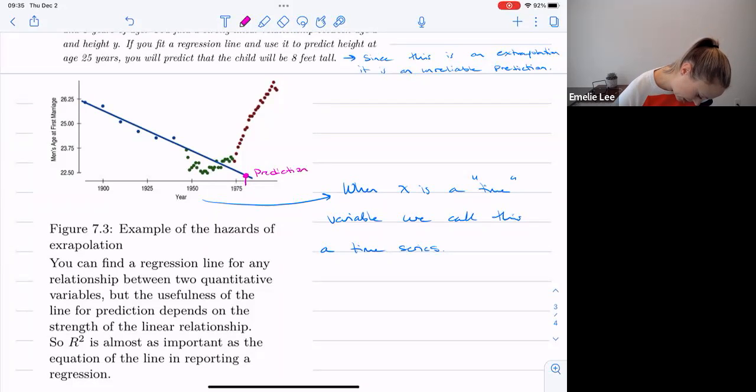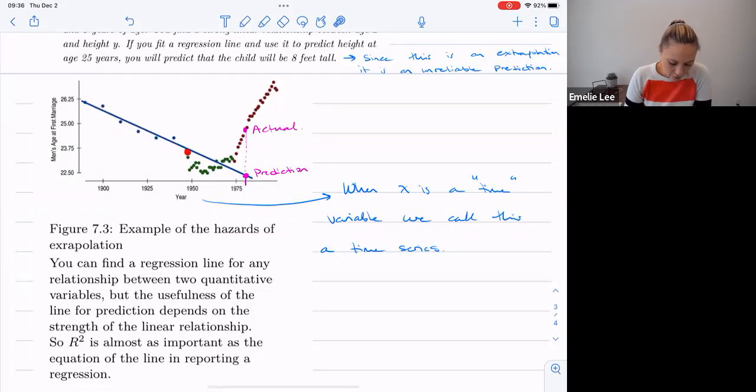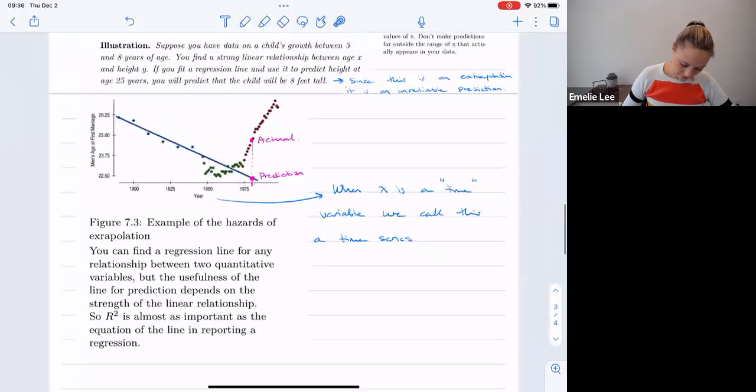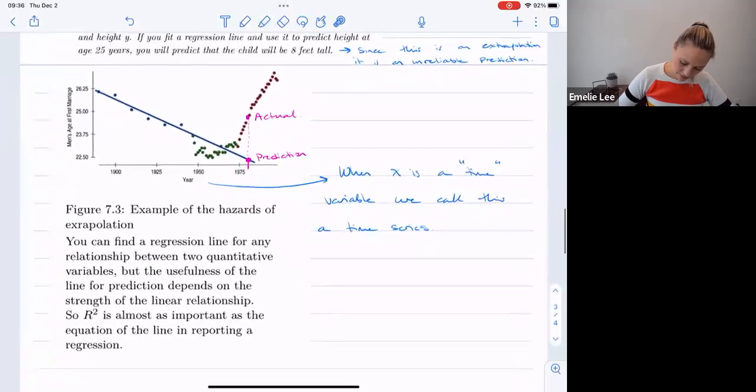But where would I actually be? Let's see here. And this would be the actual. So I'm way under-predicting using this line. So you'd want to make sure that you are only making predictions for the values of X that you've built your line on. Okay.